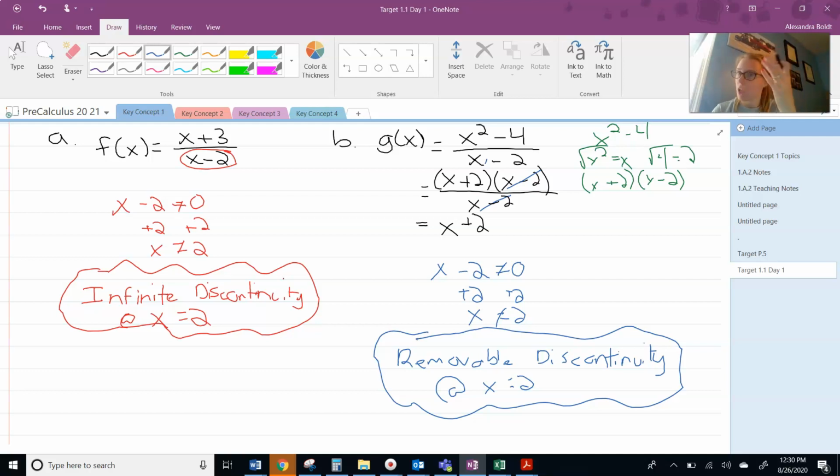So finding your domain and finding discontinuities are very similar. For continuity, we just like name them a little bit more. So make sure you know the difference between like a hole versus an asymptote. All right, that's it.